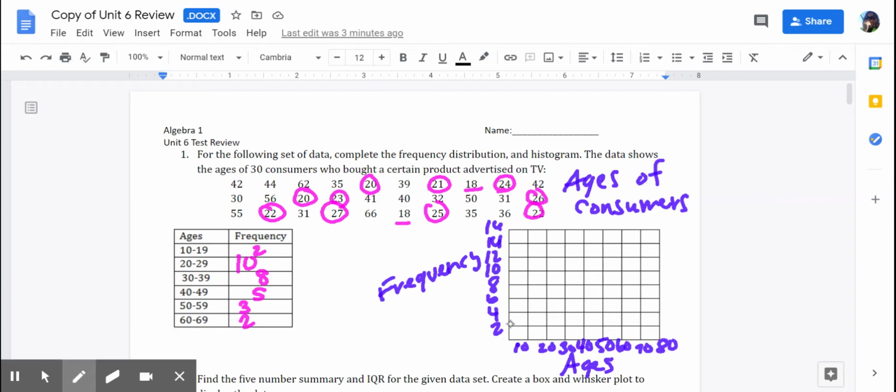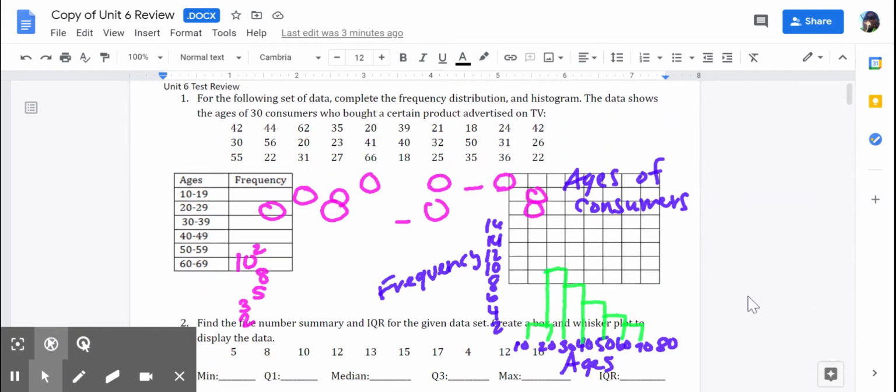10 to 19 was 2. 20 to 29 was 10. We had 30 to 39, which was 8. 40 to 49, 5. So it's going to be right here in the middle. 50 to 59, 3. And 60 to 69, which would be 2. And this would get me all the points for the histogram.